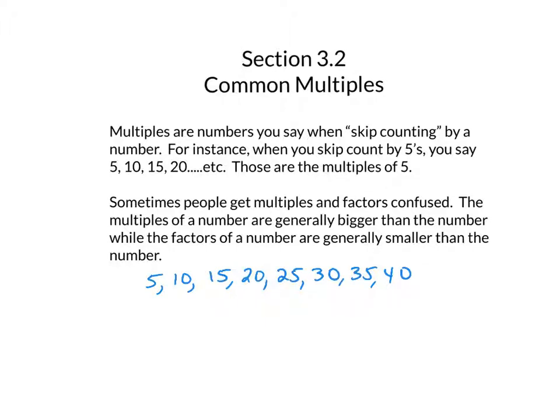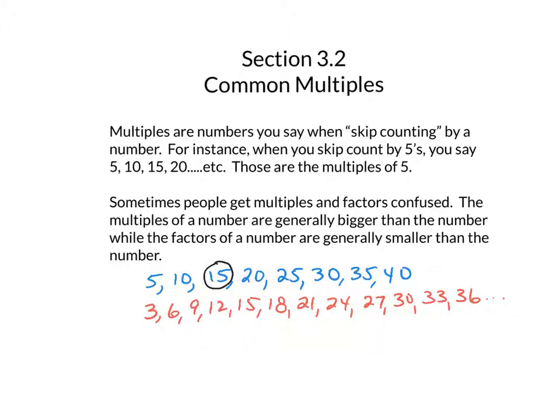Let me also write down here the multiples of 3. So if I skip count by 3s, it would be 3, 6, 9, 12, 15, 18, 21, 24, 27, 30, 33, 36, and once again, I could keep going because that list would never stop. Notice that in both of these lists, I have some numbers that are the same. I have 15 in both lists. I also have 30 in both lists.